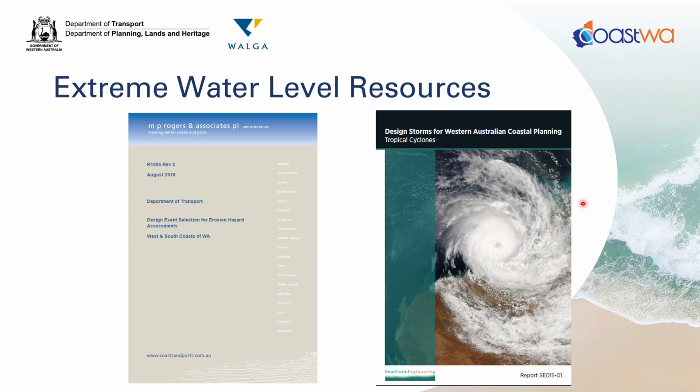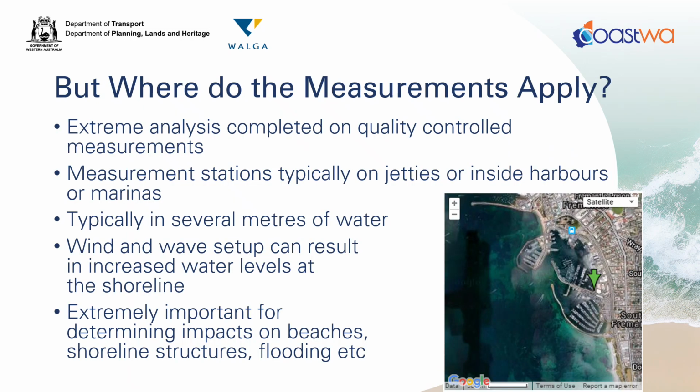So they are useful references to get an initial indication of what the potential impacts of severe water levels could be at your site. The key thing in all of this, though, is that the majority of the water level measurements are completed in very controlled environments. If we look at Fremantle, for example, this green arrow indicates the location of the tide gauge. It's located within the Fremantle fishing boat harbours in water depths that are a couple of metres deep, and importantly, it's sheltered significantly from both wind and wave setup effects.